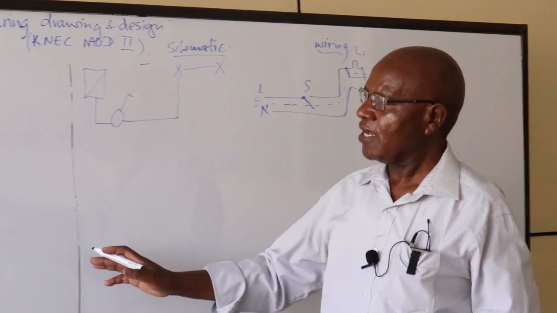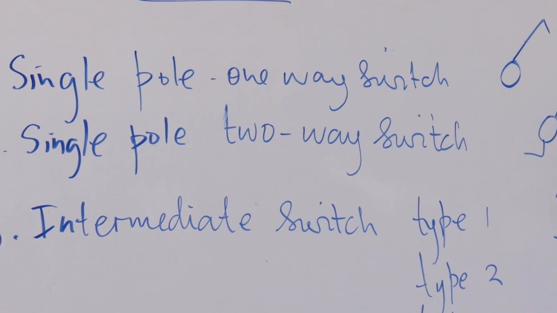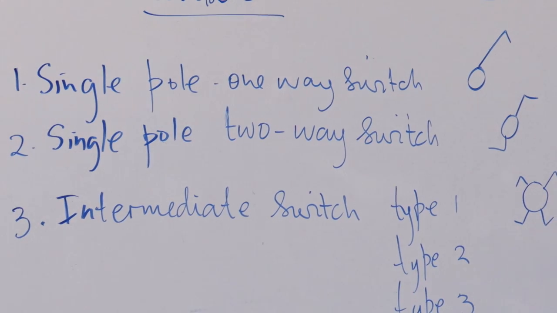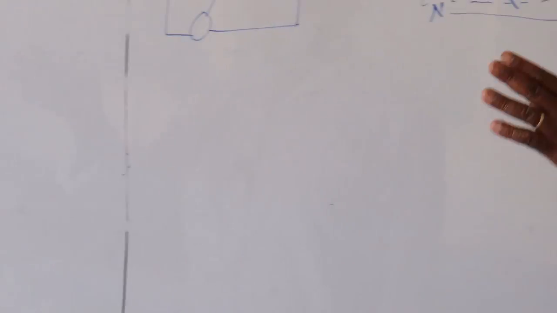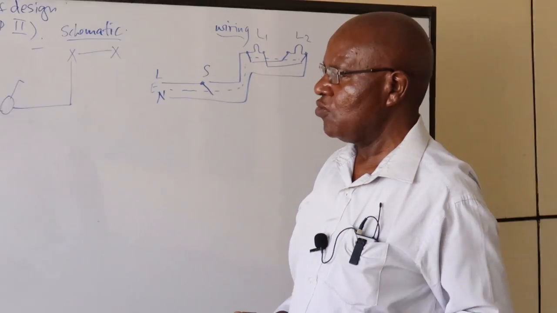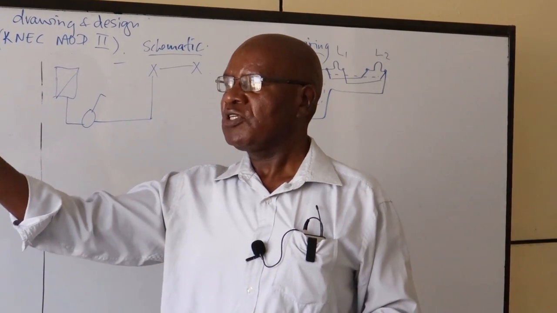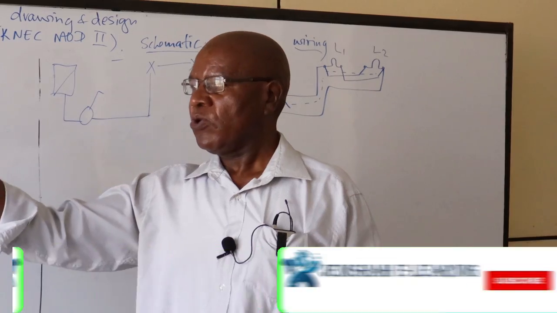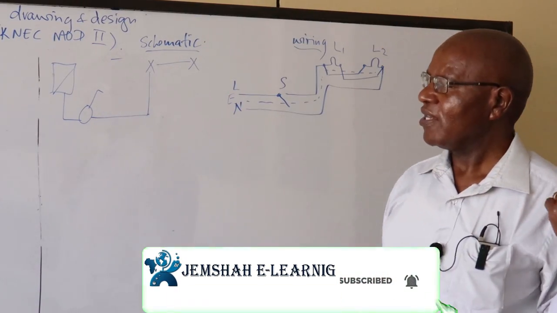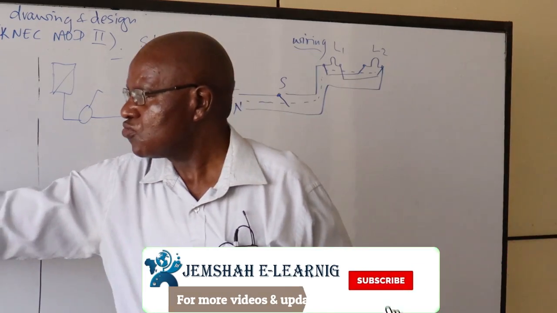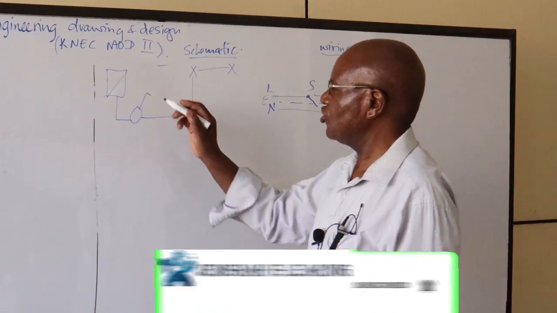Now, we have the other kind, which is single pole, two-way. The schematic symbol is that one. Now, this one is applicable, for example, when you have a corridor. You can enter the corridor at one end and switch on your lights. And when you get to the other point, you need to switch them off. Or when you are coming from the other end, you can switch them on and switch them off at the other point. So this one is used to control the same lighting but from two different positions.